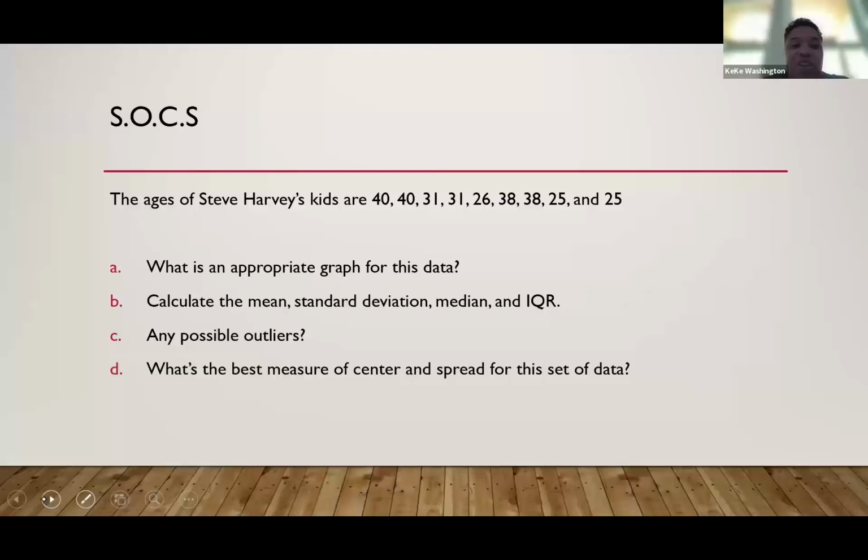The ages of Steve Harvey's kids are given. Steve Harvey has 2 sets of twins, and between him and his wife, they have some kids that are the same age. So just in case you were wondering why so many of the same age.